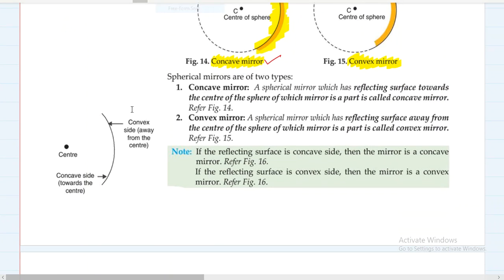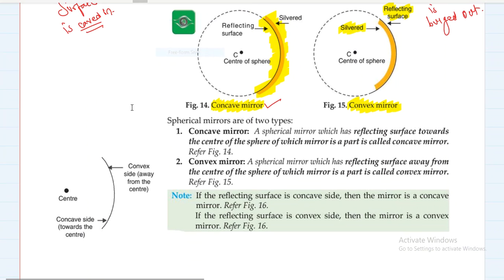Okay. So here they have given the definition of concave and convex mirrors. Please note it down. A spherical mirror which has its reflecting surface towards the center of the sphere of which the mirror is a part is called a concave mirror. Very good definition. A spherical mirror in which the reflecting surface is towards the center of the sphere.